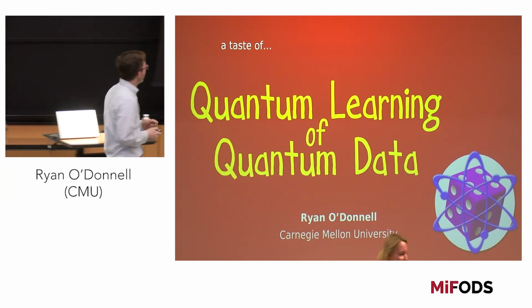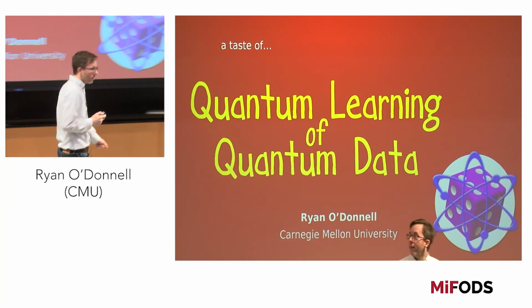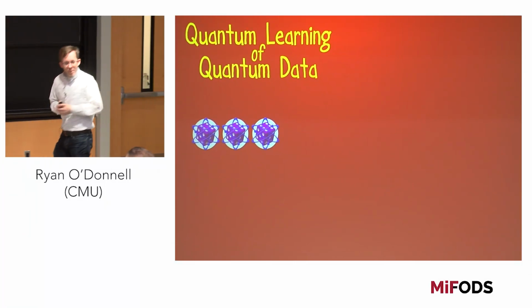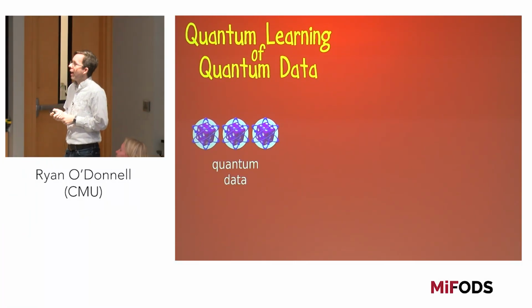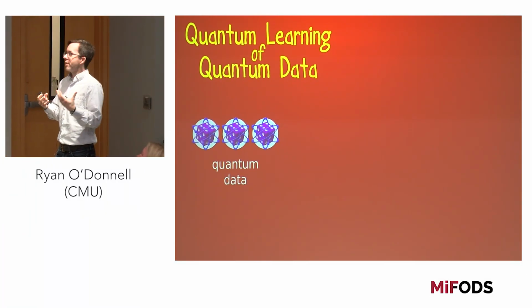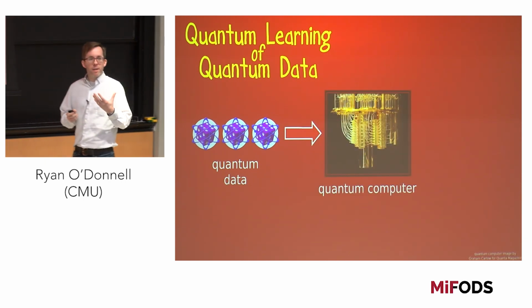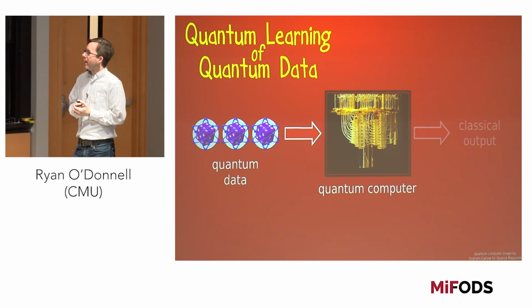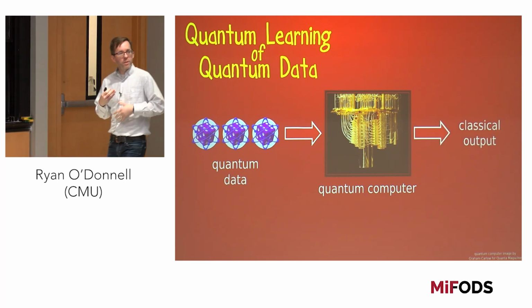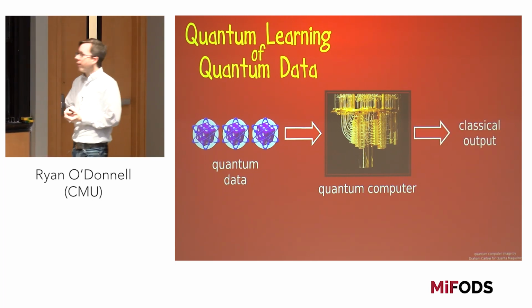So today I'll talk about quantum learning of quantum data. Okay, so what do I mean by this? The idea is that you have some quantum data, like particles in a quantum state, and you want to learn something about them. So you're going to process them with a quantum computer, and then you're going to get a classical output, some kind of description or classical properties of the quantum data.